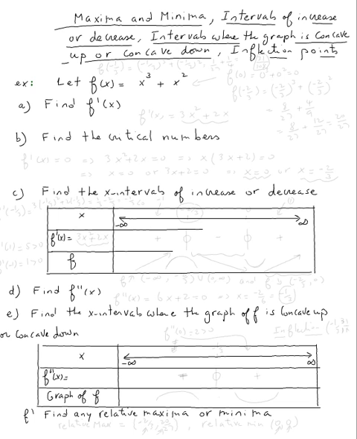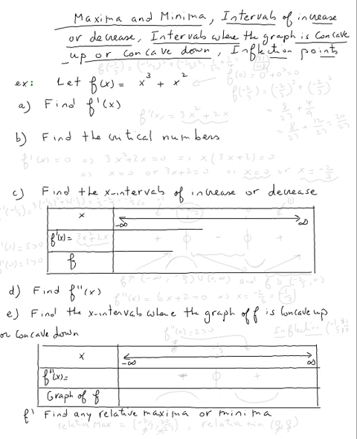The topic here is maxima and minima, intervals of increase or decrease, intervals where the graph is concave up or concave down, and then inflection points. So let's do this example. Let f of x equal x cubed plus x squared, and let's find the derivative.